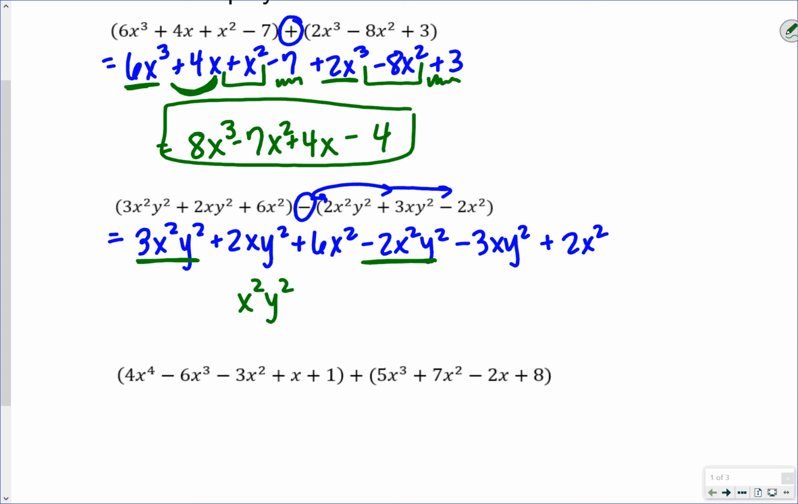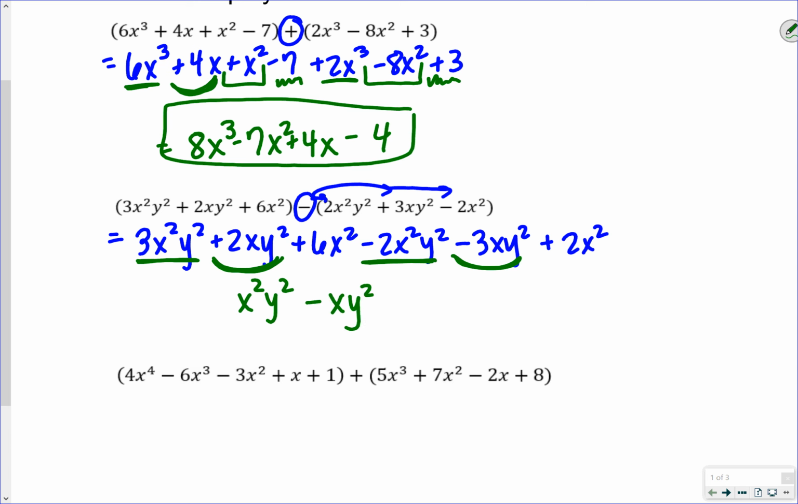Now I'm going to move on to my next term. This has a linear x and a quadratic y. So 2xy squared. My next term is an x squared, so it's not going to combine with that one. Here is an xy squared. So I have plus 2xy squared minus 3xy squared. So that would be a minus 1xy squared.